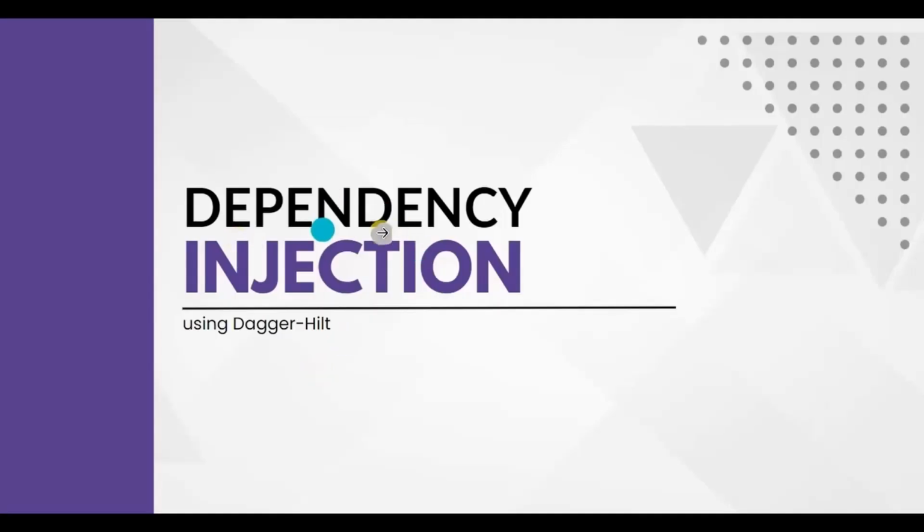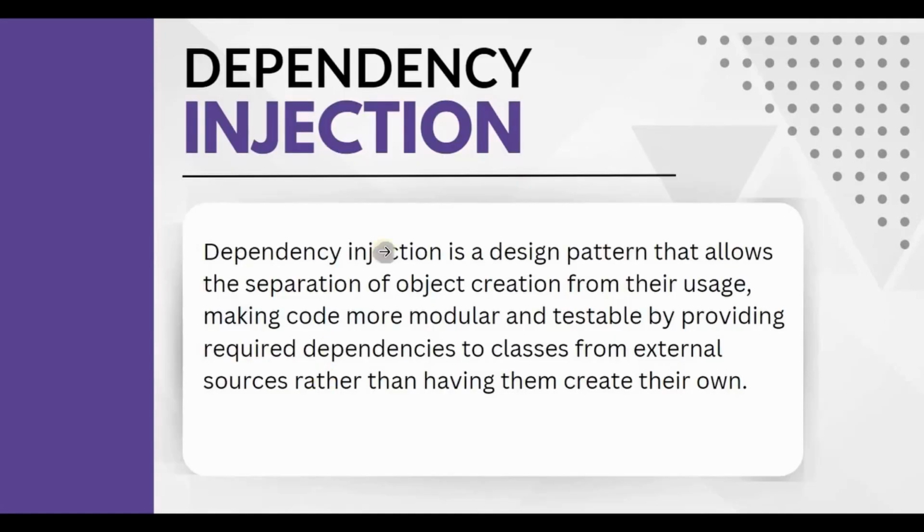Now let's understand what exactly dependency injection is. So consider a code where we have multiple classes dependent on one class, which makes the entire code tightly coupled. Tightly coupled means classes are dependent on each other, and ultimately it becomes very difficult to manage and test. Hence, to overcome this issue, dependency injection was introduced. As the definition says, that allows the separation of object creation from their usage by making code more modular and testable. Means it makes the entire project loosely coupled and removes the dependency from the code.